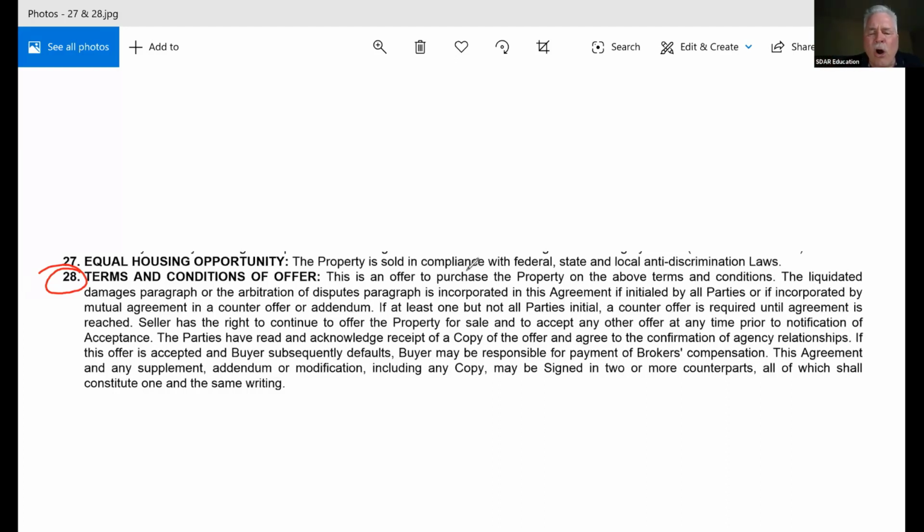Let's talk about it. This is an offer to purchase the property on the above terms and conditions. So all the stuff we said in paragraph number 1 through paragraph number 27, this is an offer to do that. This paragraph is specifically put here because this is the summation of the whole thing. The liquidated damages, now this is going to answer questions I've had from probably 5 different people in the last 2 weeks. The liquidated damages paragraph or the arbitration of disputes paragraph is incorporated in this agreement. Now watch this. You're just going to go nuts. If initialed by all parties.